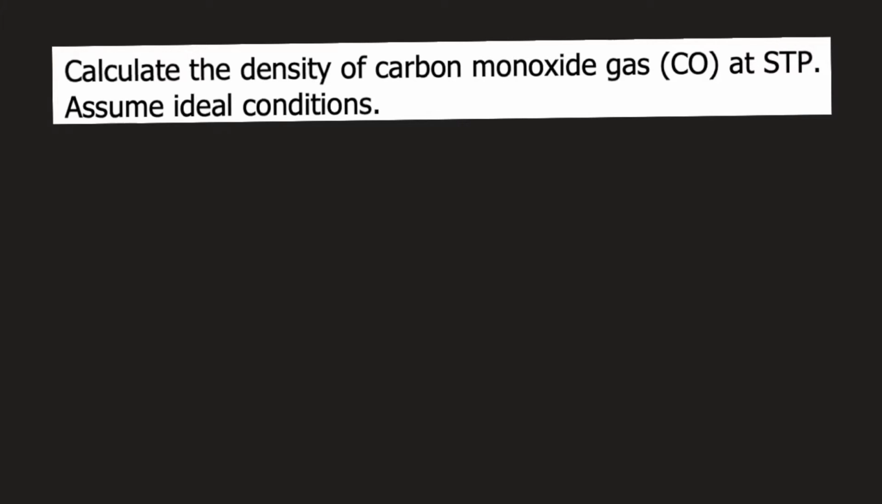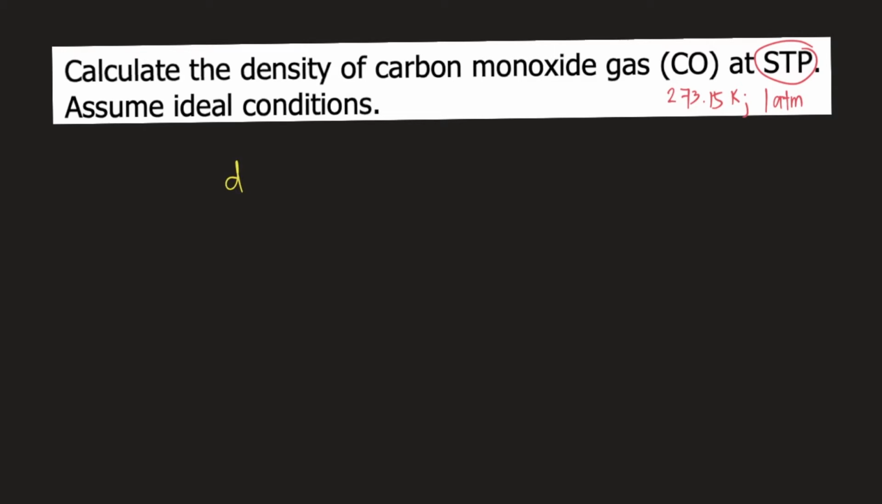Calculate the density of carbon monoxide gas, or CO, at STP. Assume ideal conditions. Before we solve this problem, let's first define STP. STP means standard temperature and pressure, and you need to be familiar with these values. The standard temperature is 273.15 Kelvin, and the standard pressure is 1 atm.